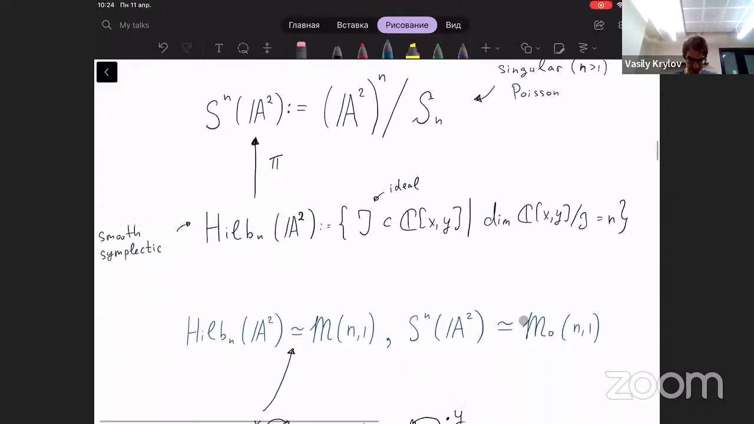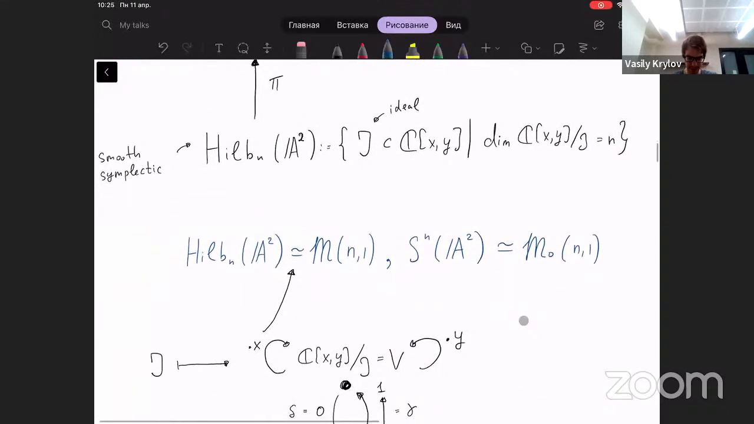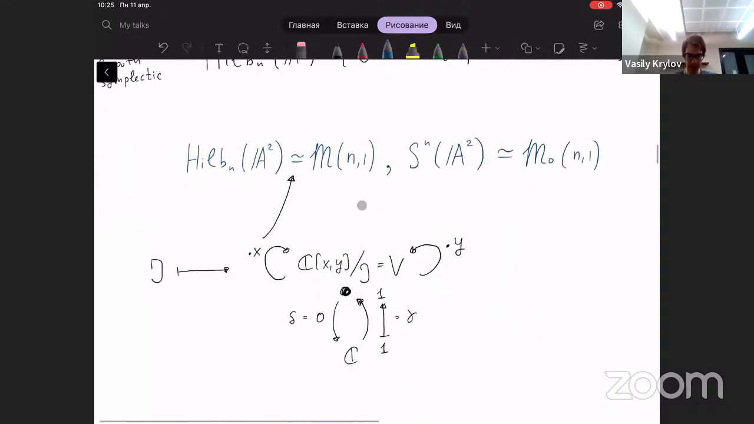Okay, and the claim is that for R equal to 1, our space Mn1 is nothing else but the Hilbert scheme of n points on A2. And the corresponding M0 n1 is just Sn of A2. So it has a rather explicit description.